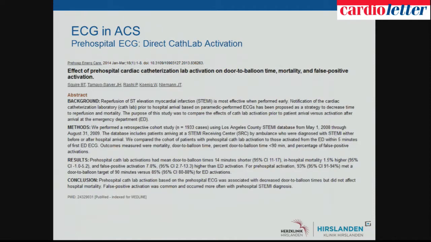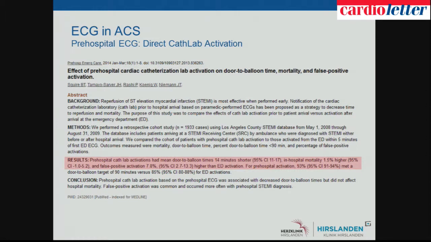Looking at this, can you say the quicker the better? Should we activate the cath lab directly from the ambulance? There was one study that had a look at this. What we can say is we definitely got shorter mean door-to-balloon times, a 15 minute time gain, which is quite substantial. But on the other hand, the in-hospital mortality in this small study was even higher, so it definitely had no positive impact on that.